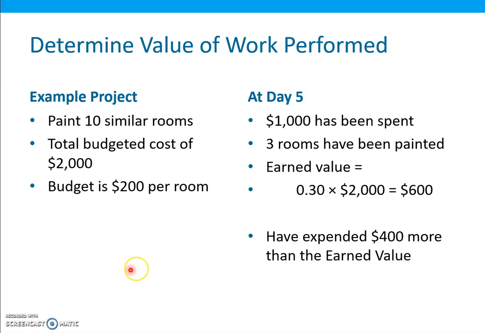And if you see that at the end of day 5, $1,000 has been spent, but only 3 rooms have been painted. So in this case, the earned value will be, because only 3 rooms have been painted, that means 30% of the work has been performed. So 30% of this total amount of work, which is 2,000, the work performed is about $600.